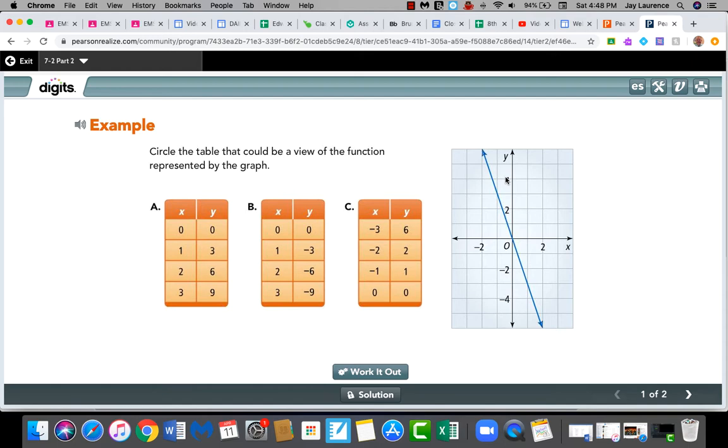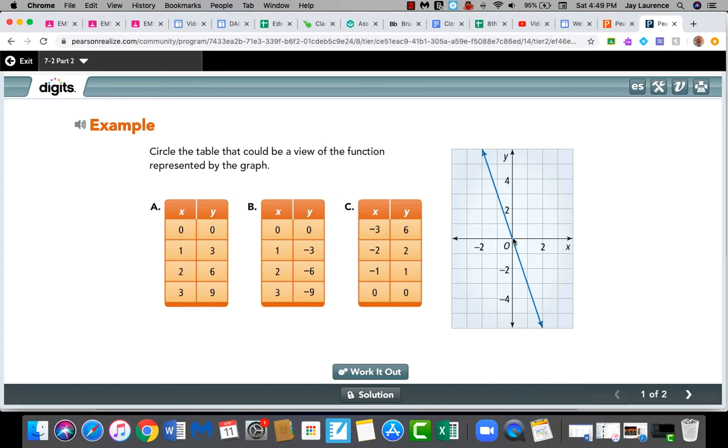All right, so they want us to indicate which table could be the view of the function represented by the graph at the right. So we've got two different ways to represent functions here. We have an input-output table, and we have a graph. Of course, we know we can always use a mapping. We could probably write an equation, I think so. And we could also give a set of ordered pairs. So let's see if we can figure out which input-output table represents this graph.